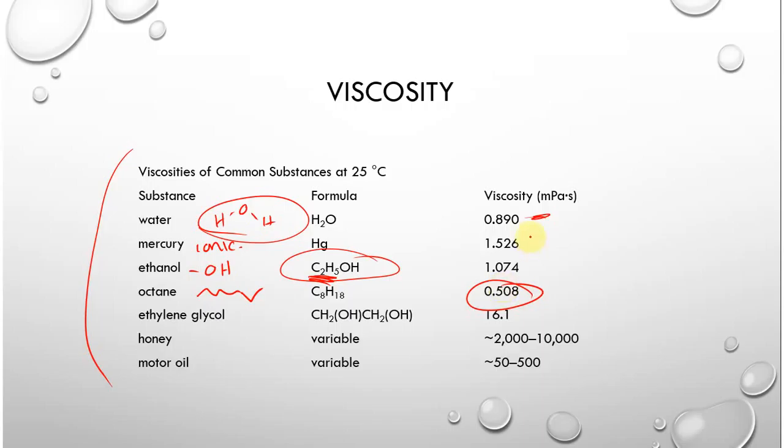But things with more interactions, like metals with ionic interactions, ethanol, or even honey, which has a ton of intermolecular forces, specifically dipole and tons of hydrogen bonding. The more intermolecular forces you have, the higher your viscosity gets.